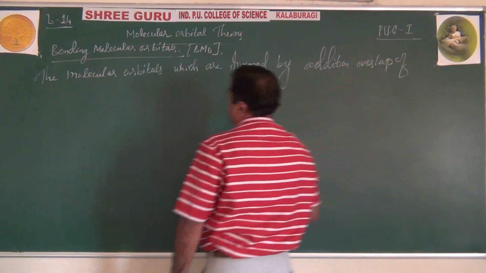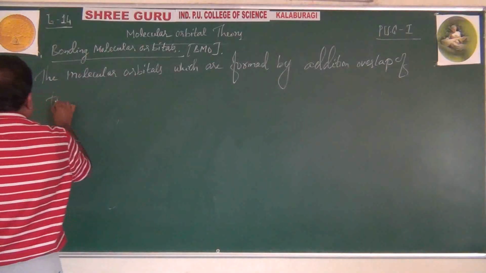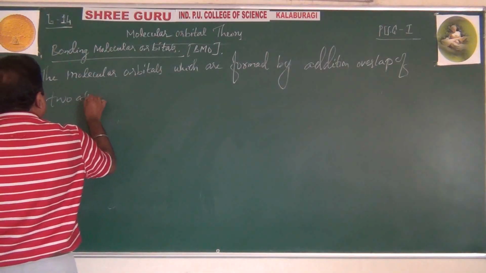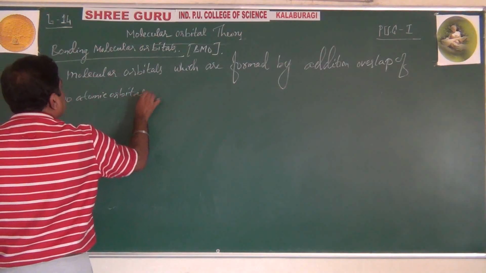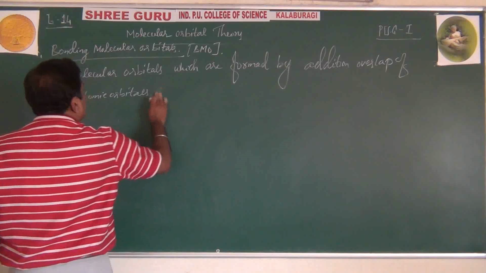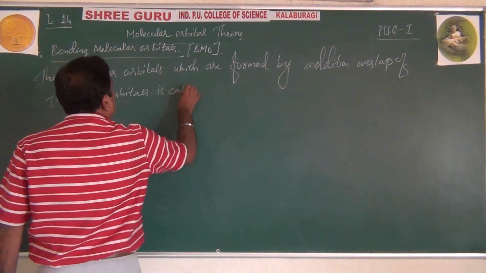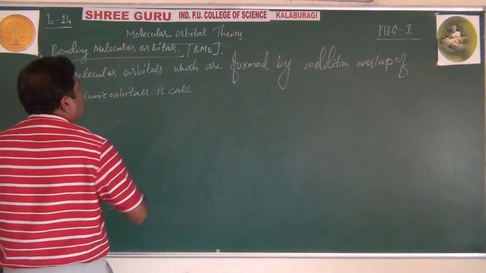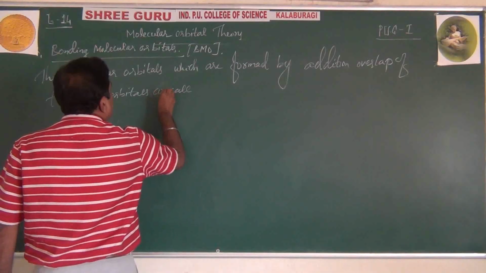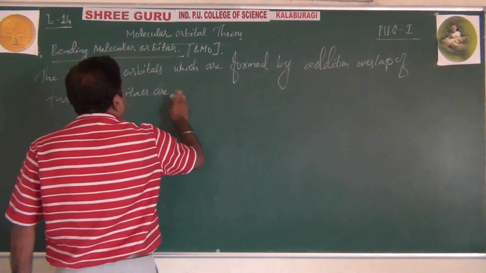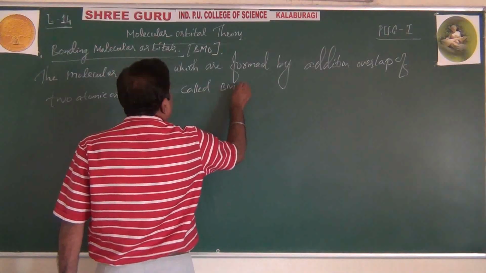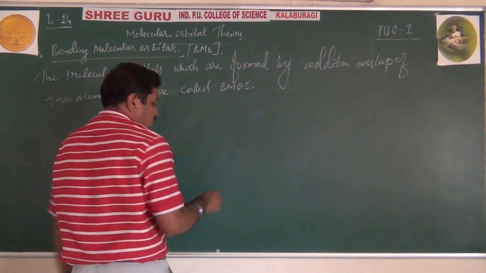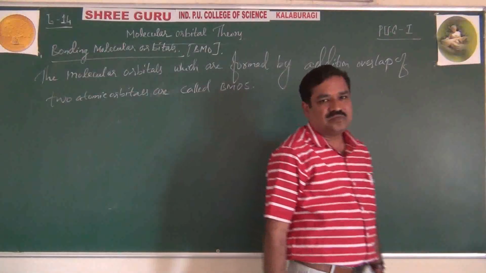Addition overlap of two atomic orbitals are called bonding molecular orbitals. Right? This is the definition.